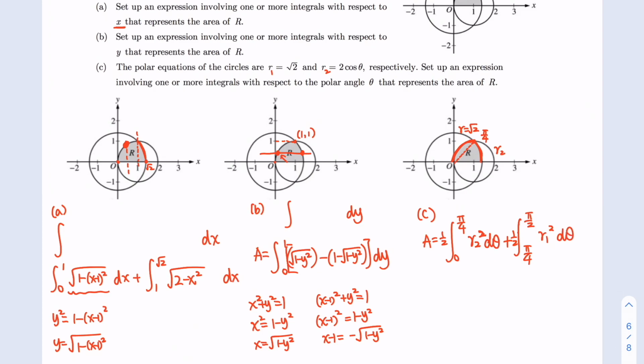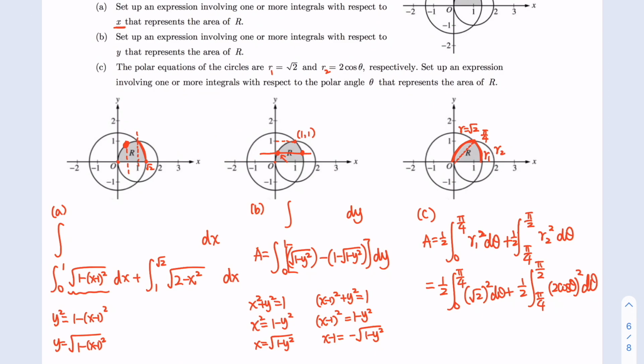I think I switched r1 and r2. So this is r2. So first we follow r1, then we follow r2. You can plug it in. 1/2 integral from 0 to pi over 4 of r1 squared, plus 1/2 integral from pi over 4 to pi over 2 of r2 squared d theta.